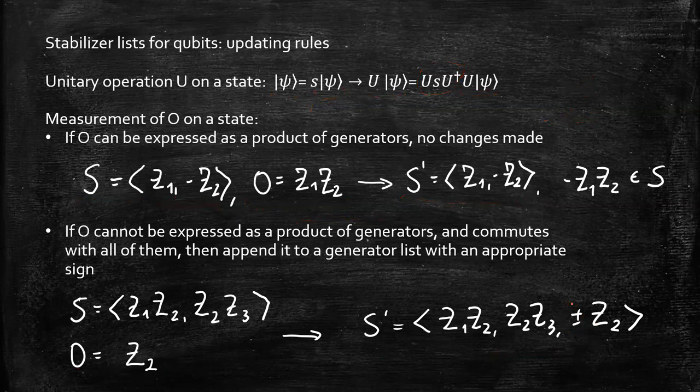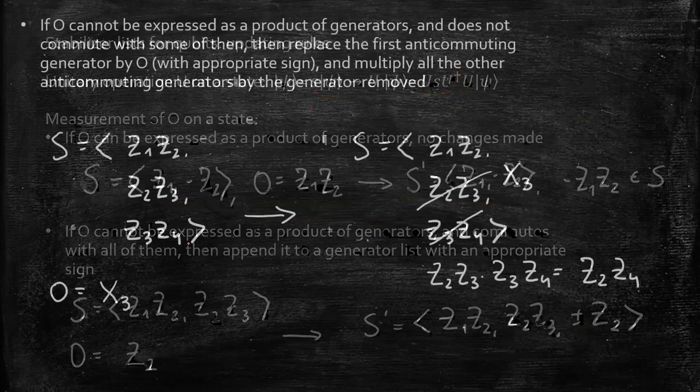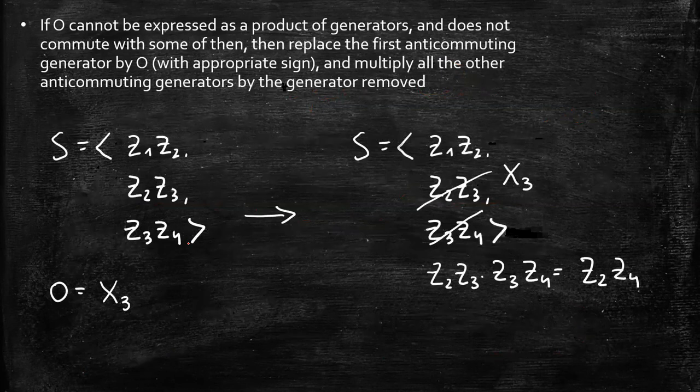And then the third case is when you measure something that cannot be constructed as a product of stabilizers in the group, and this thing anti-commutes with at least one of the elements of the generator list of the stabilizer group, then you just replace. So for example, this X3 is anti-commuting with this Z2, Z3, because they meet on the third qubit. And also it does not commute with this generator. So then you measure it, you have some outcome, plus one or minus one.